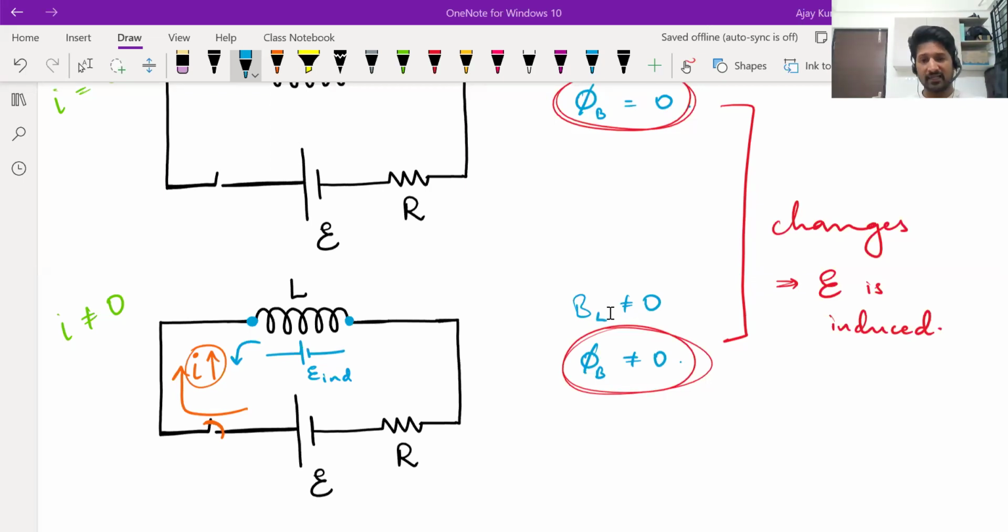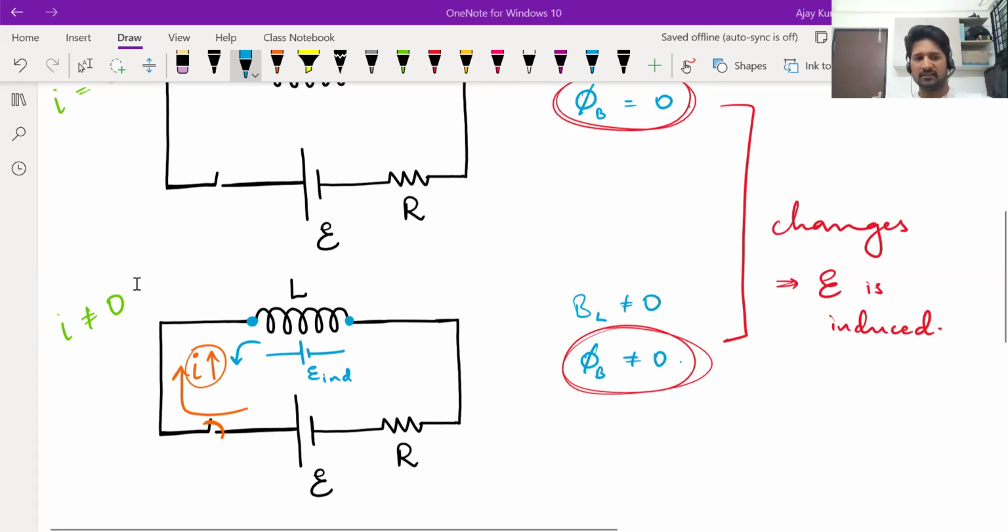So if current in an inductor is increasing, induced EMF will oppose the current. Why? Because if current is increasing, it means the flux is increasing. And induced EMF always tends to oppose the change in flux. If flux is increasing, the induced EMF has to decrease the flux. So the induced EMF will get generated in such a way that it decreases the current. So it gets generated opposite to the current if current is increasing.